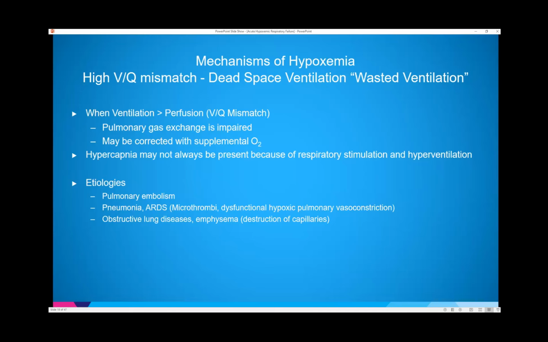But again, pneumonia, ARDS can certainly lead to dead space ventilation. Pneumonia and ARDS can lead to microthrombi and dysfunctional hypoxic pulmonary vasoconstriction. So there's overlap with this dead space ventilation and shunt. Obstructive lung diseases and emphysema can lead to destruction of capillaries, and therefore you won't have effective gas exchange. So again, these mechanisms don't exist in isolation, but usually there is a predominant mechanism leading to the degree of hypoxemia.